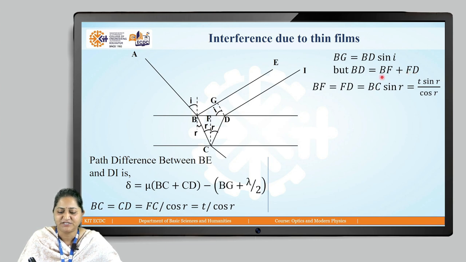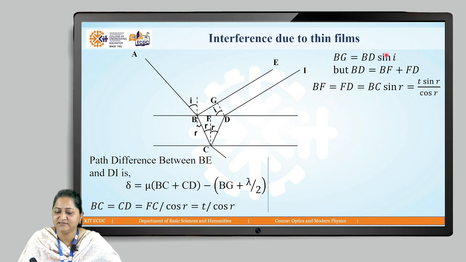And then we have to find out expression for this BF and FD by using again the same triangles, that is triangle BFC and triangle DFC. Since we want expression for BF and FD and we know that CF is equal to T, that is thickness, let us consider sin R is equal to BF upon BC. So BF is equal to BC sin R. And BC is equal to, from this equation, T by cos R. So let us put here BC is equal to T upon cos R into sin R. You may write it as T tan R, fine. But I will keep this as it is, T sin R upon cos R.